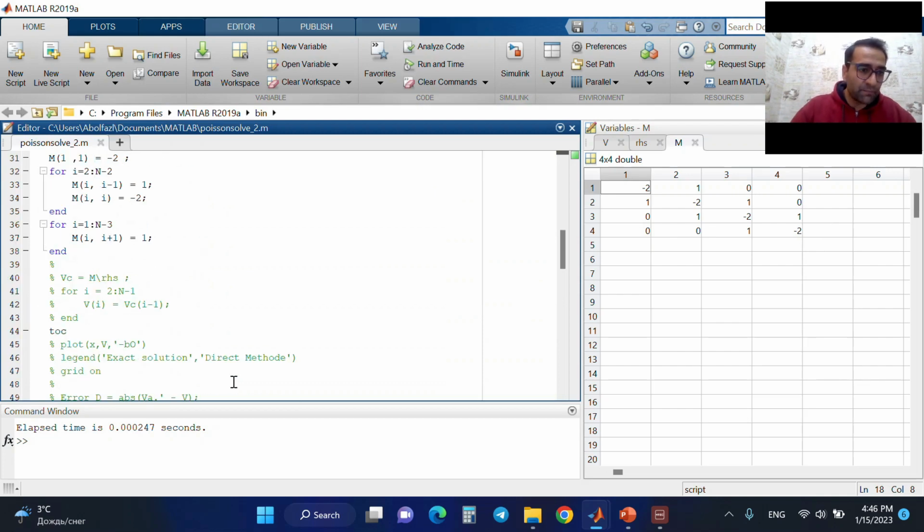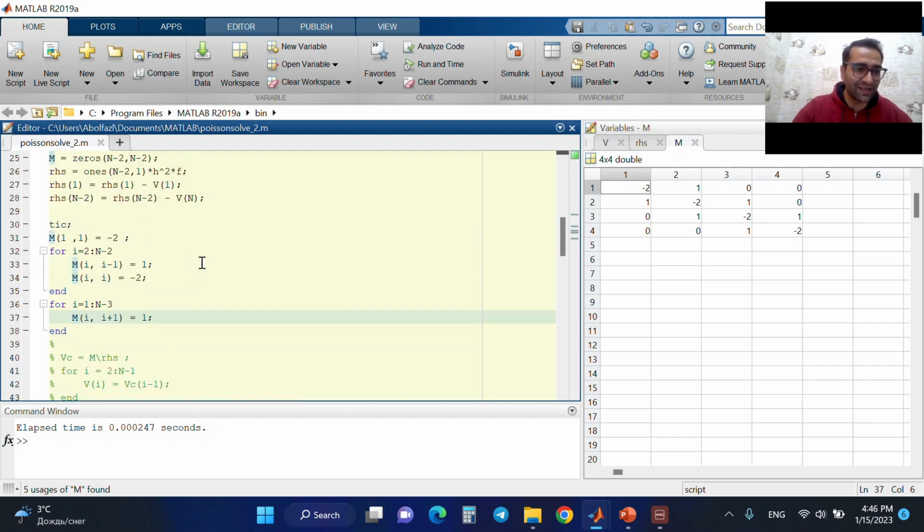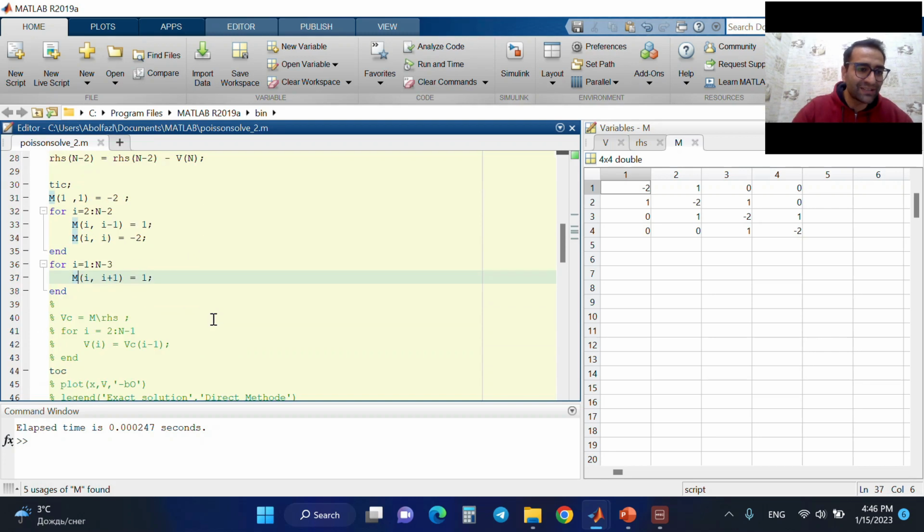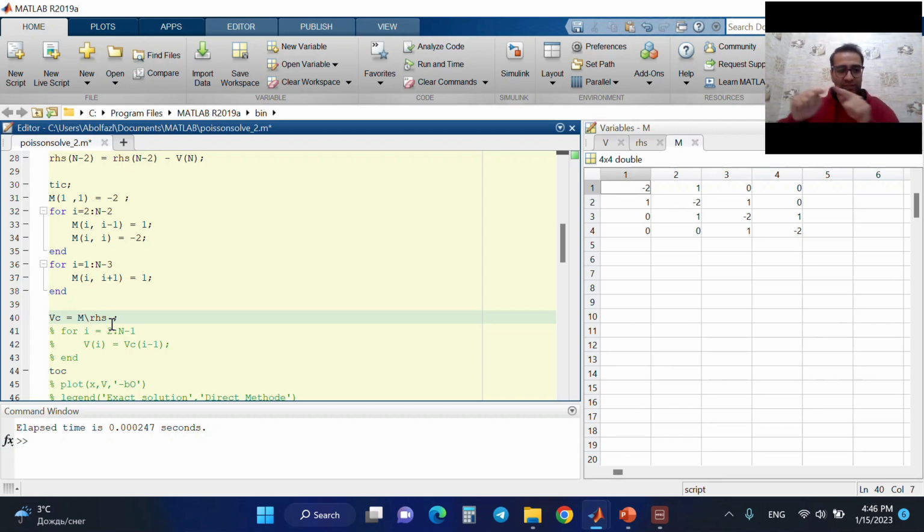Okay, let's continue. Now, what we want is to calculate the inverse of this matrix and multiply it by the right hand side that we calculated here. This is possible by such a command. M / right hand side will give us the multiplication of the inverse of matrix M times the right hand side matrix, right? Simply.